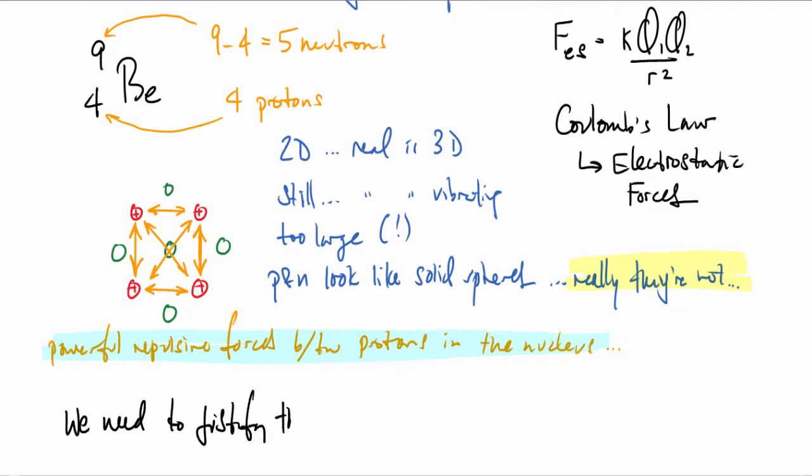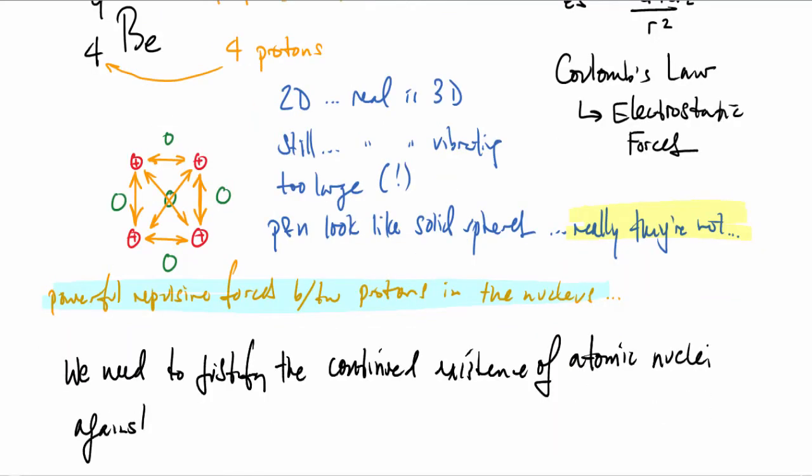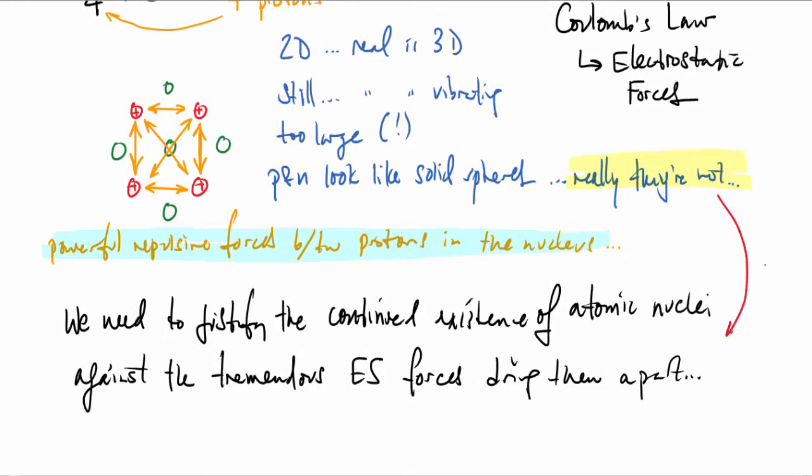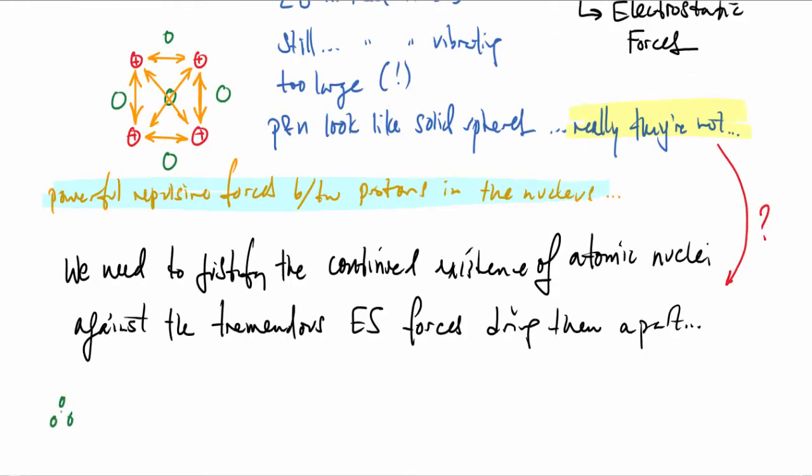We do need to justify the continued existence of the atomic nuclei against this tremendous electrostatic force that's driving them apart. Just think about it for a second. These very strong proton-to-proton repulsions are pushing the nucleus apart. Why does the nucleus stick together? In order to answer that, let's look inside the neutrons and the protons.